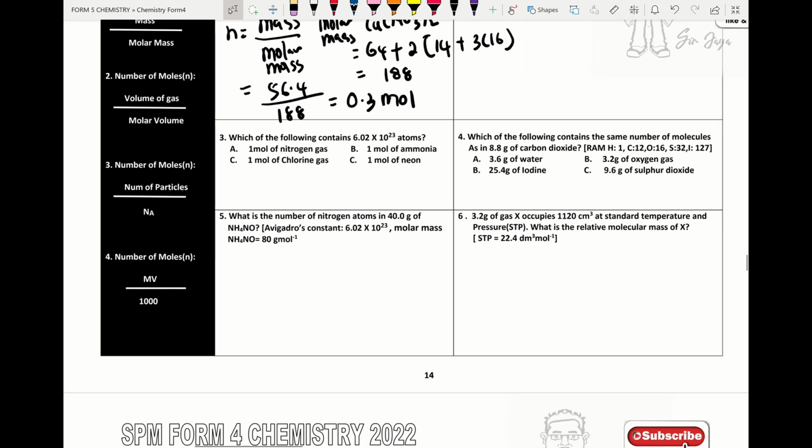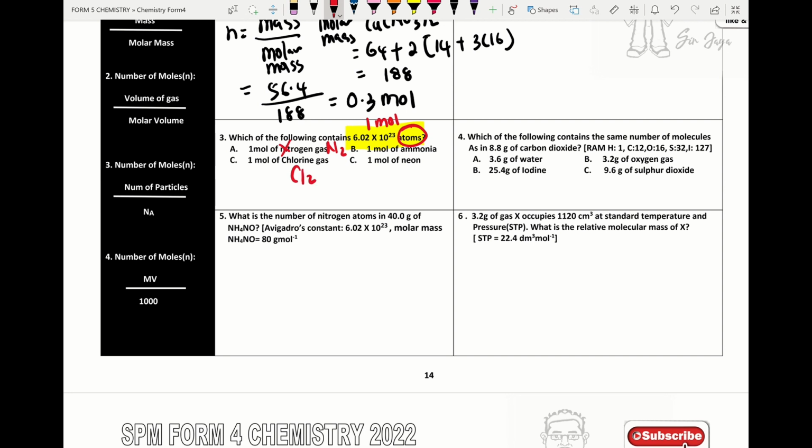All right, our next one, we check the next question, number 3. Which of the following contains 6.02 times 10 to the power of 23 atoms? So this 6.02 times 10 to the power of 23 refers to 1 mole, and they want the atom. Nitrogen N2 exists as a molecule, so A cannot.